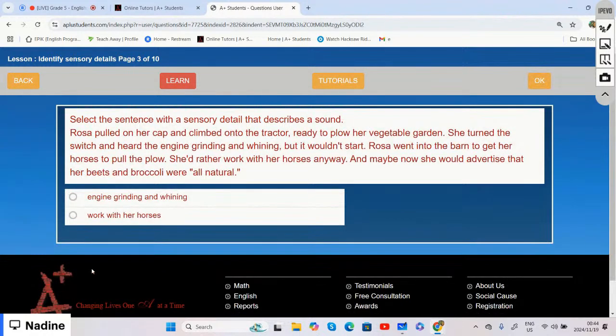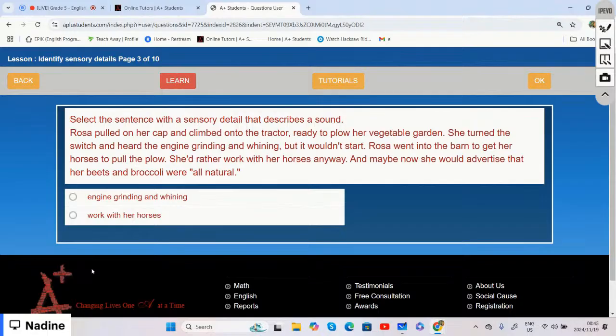All right, and the last one says we need to select the sentence with a sensory detail that describes sound. This is the last one. It says Rosa pulled on her cap and climbed onto the tractor, ready to plow her vegetable garden. She turned the switch and heard the engine grinding and whining, but it wouldn't start. Rosa went into the barn to get her horses to pull the plow. She'd rather work with her horses anyway. And maybe now she would advertise that her beets and broccoli were all natural.